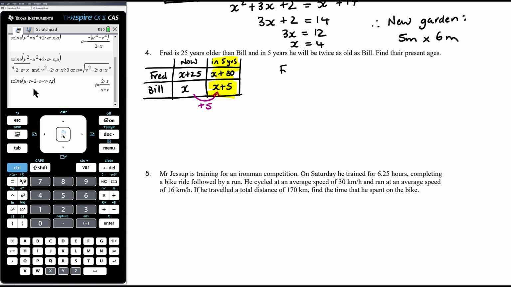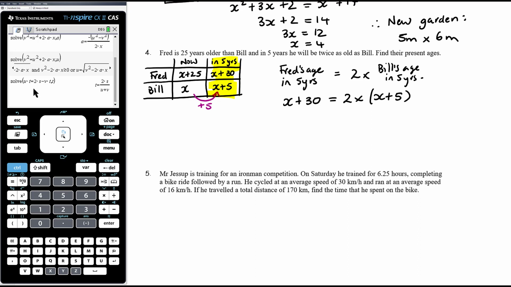Okay, so what we know is that Fred's age in 5 years is equal to 2 times Bill's age in 5 years. So we shouldn't be using any of the variables in the now column, because the information is all about what's happening in 5 years. In 5 years, using the right-hand column, Fred will be twice as old as Bill. So Fred's age in 5 years is X plus 30, and that is equal to 2 times Bill's age at that same time, which is X plus 5.